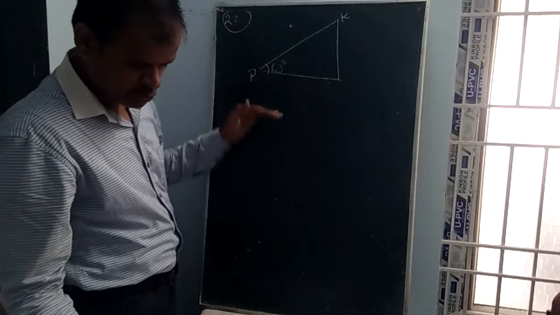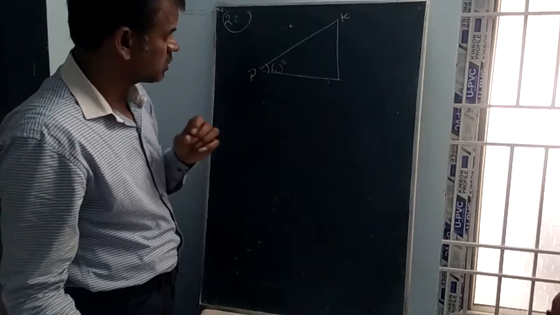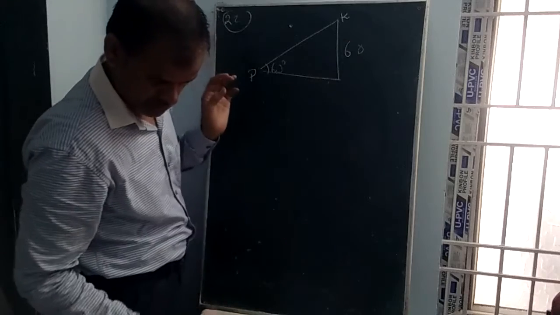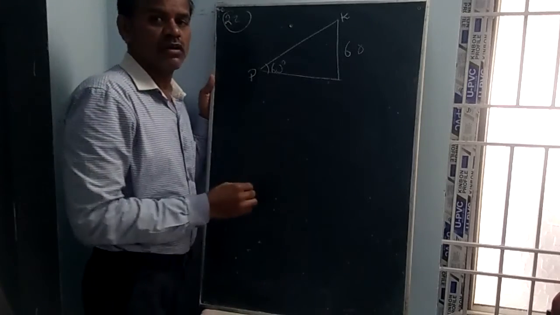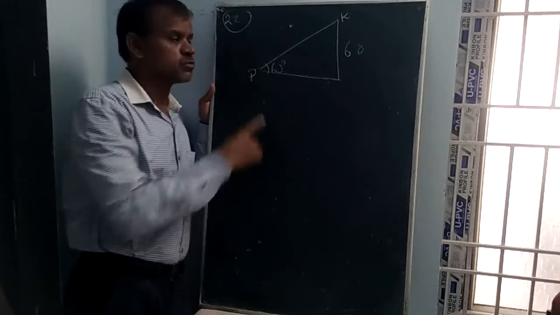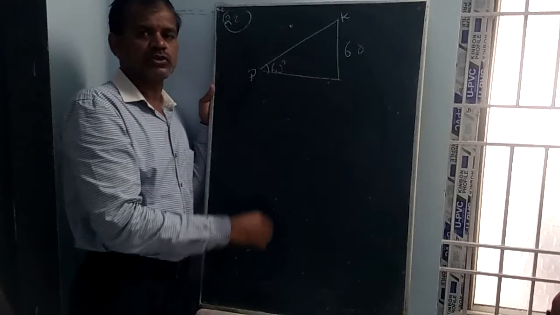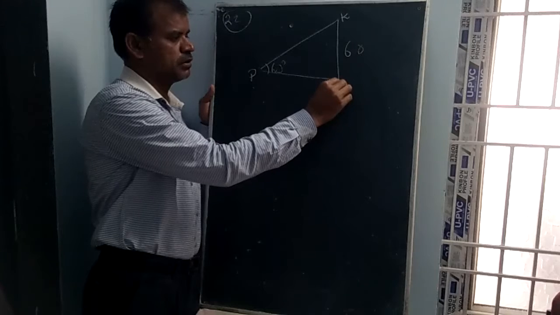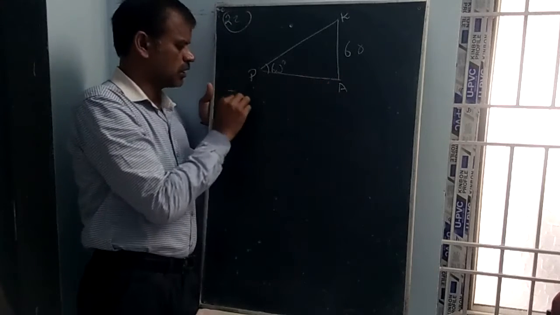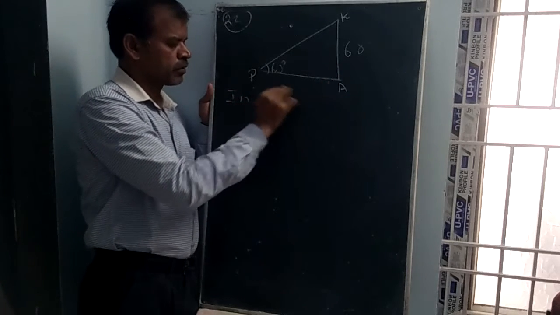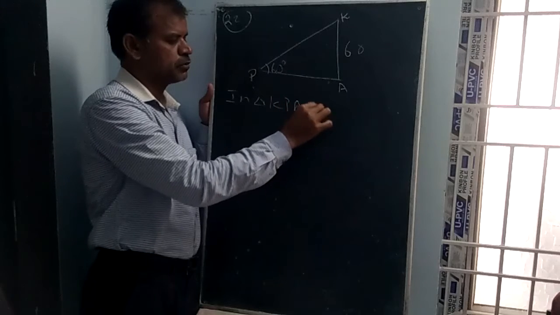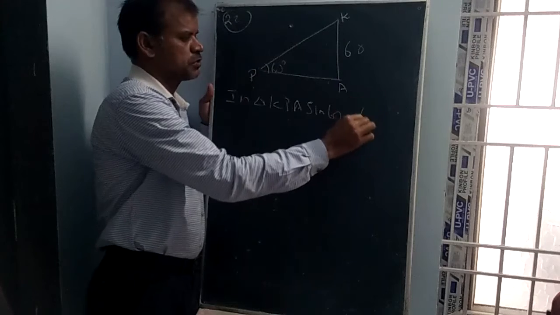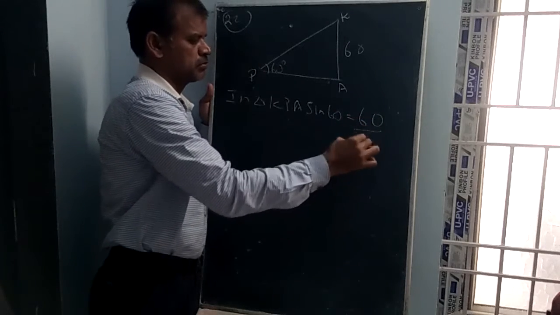The length of the string, assuming that there is no slack in the string. The kite height above the ground is given as 60. Yesterday we discussed that to find the hypotenuse we should calculate sin theta or cos theta. In triangle KPA, use sin 60 equals opposite side by hypotenuse. So here, opposite is 60 by PK.